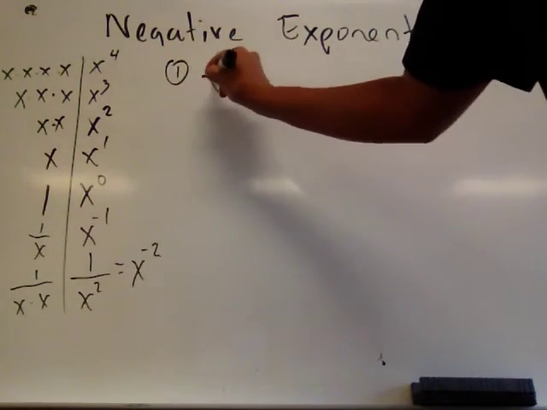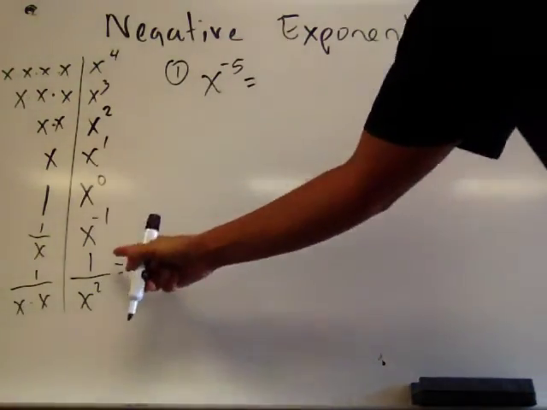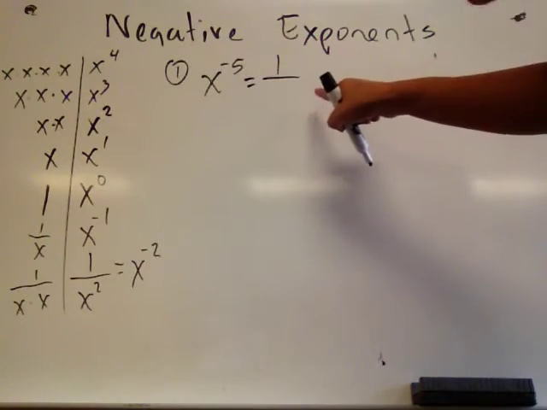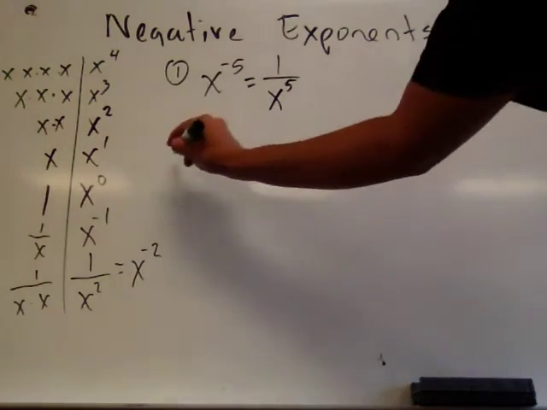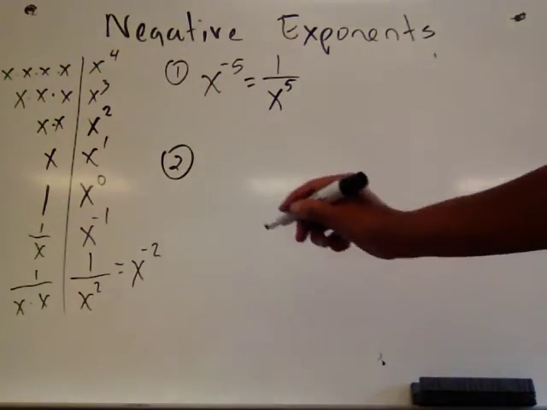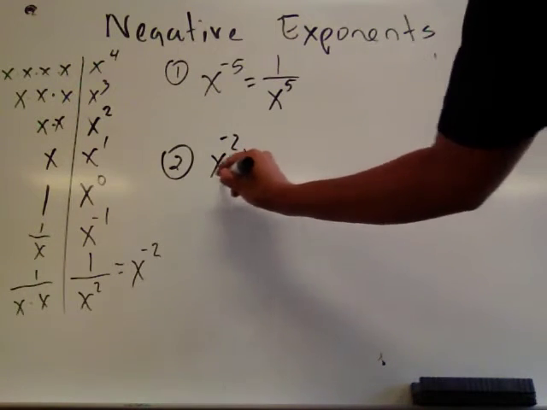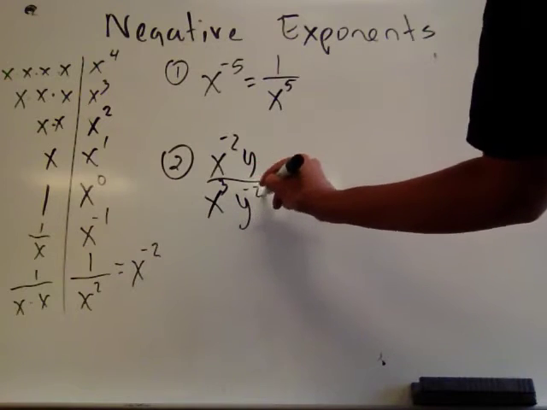So our first problem that we looked at is x to the negative fifth. So if I follow this pattern down, I'm going to end up with 1 over x times x times x times x times x, which is 1 over x to the fifth. The problems then become a little bit more complicated. I can have negative exponents in my numerator and denominator. So this becomes x to the third, let's say y to the negative second.